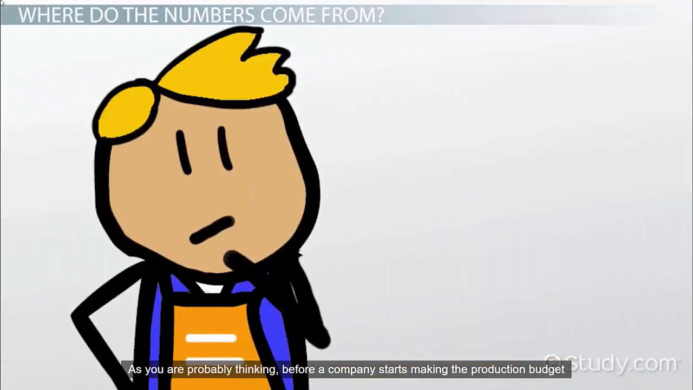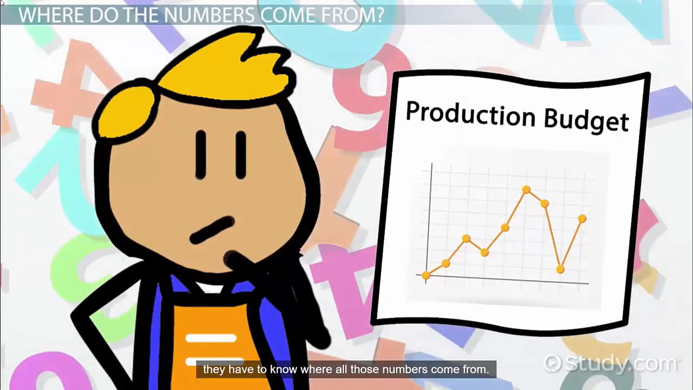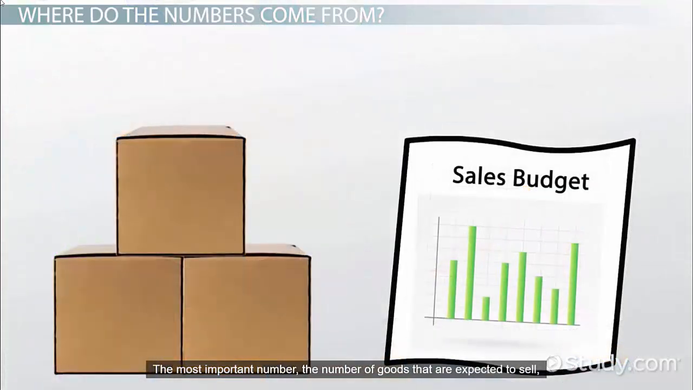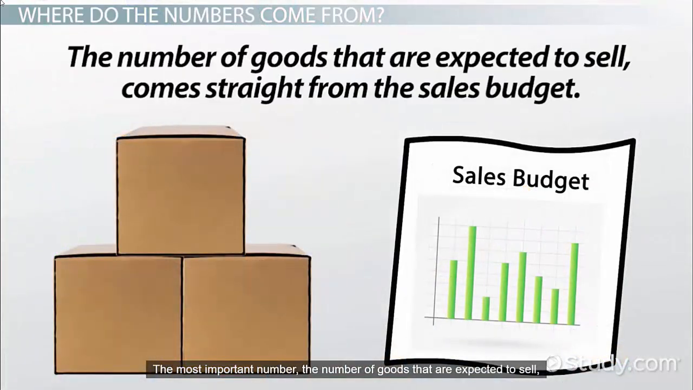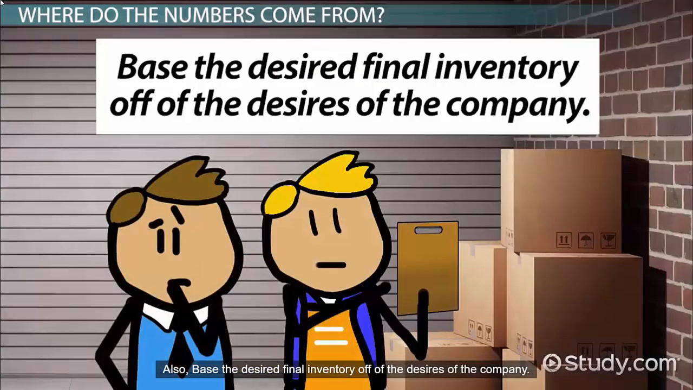As you are probably thinking, before a company starts making the production budget, they have to know where all those numbers come from. The most important number, the number of goods that are expected to sell, comes straight from the sales budget. Then use an inventory report to get the number of goods still in inventory. Also, base the desired final inventory off of the desires of the company. Everything else can be deduced from those numbers.